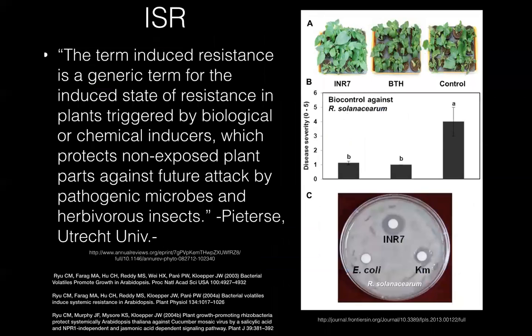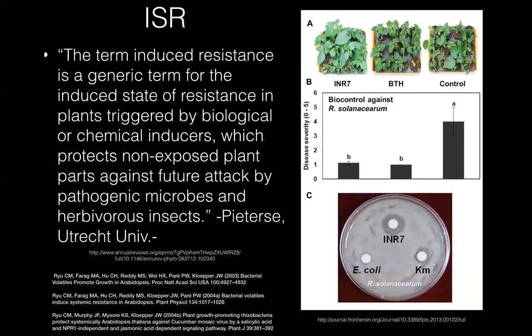What we can see and what we know is that the term induced systemic resistance is a generic term for the induced state of resistance in plants triggered by biological or chemical inducers, which protects non-exposed plant parts against future attack by pathogenic microbes and herbivorous insects. So just by having in the soil environment the presence of these beneficials, and the INR7 up here in the top left of our photo inset, I believe that is a Bacillus pumilus. Just having these organisms around the roots helps protect the plant from both insects and pathogen responses.